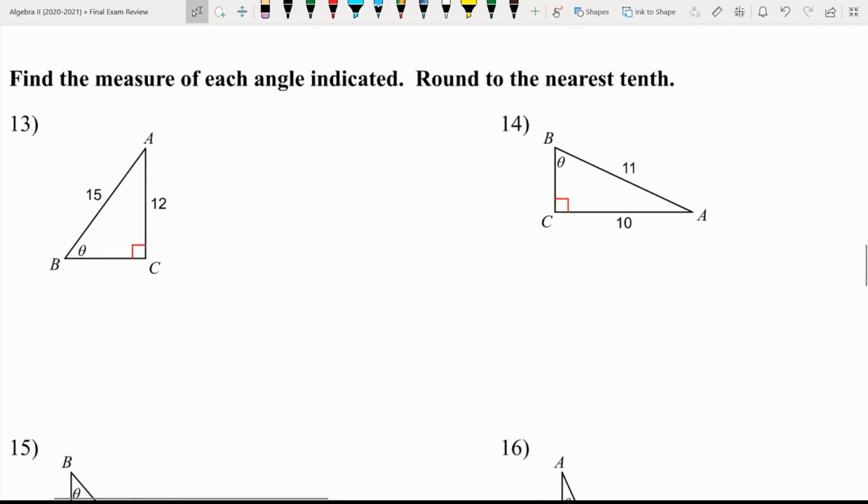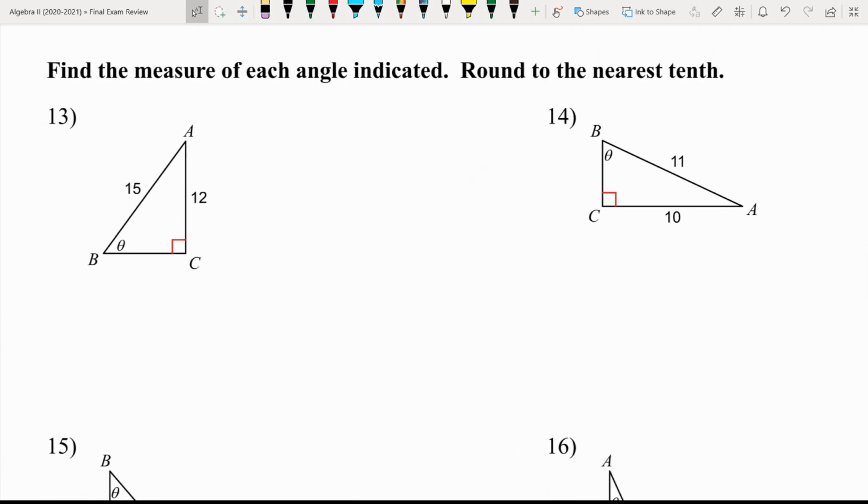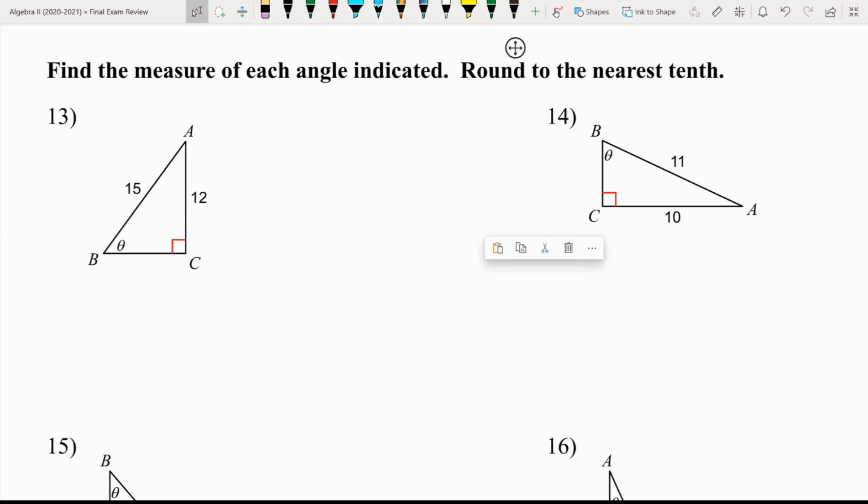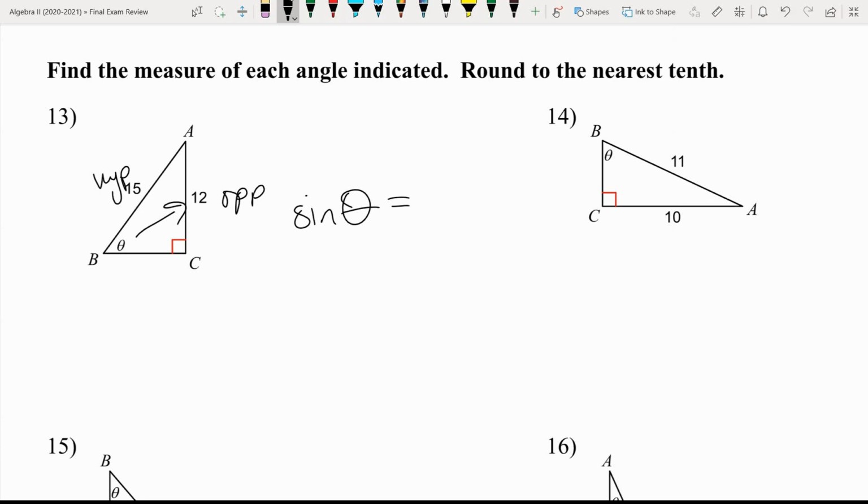So these are finding the measures of the angle. This is the last type of problem you got to worry about here. Find the measure of each angle indicated and round to the nearest tenth. So let's take a look at this here. You really start these off in the same way you did the original ones, where we look at this and we have our opposite side over here and our hypotenuse on this side. Opposite hypotenuse, that's sine. But now I just have theta for my angle. So sine of theta equals opposite, which is 12, over hypotenuse, which is 15.